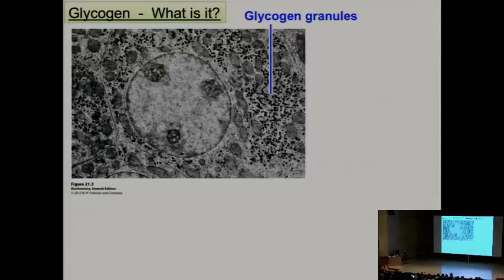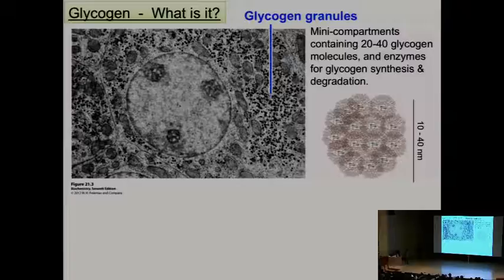We can also see glycogen on an electron micrograph. This is an electron micrograph image of a liver cell from an animal that is well fed. And all of these peppery spots that you see surrounding it are glycogen granules. These are mini compartments, so it's not quite an organelle, but it's an aggregation of 20 to 40 glycogen molecules and all of the enzymes associated with it to break it down and make it. They're roughly around the size of a ribosome. And they're a very efficient packet to store and release lots of energy.